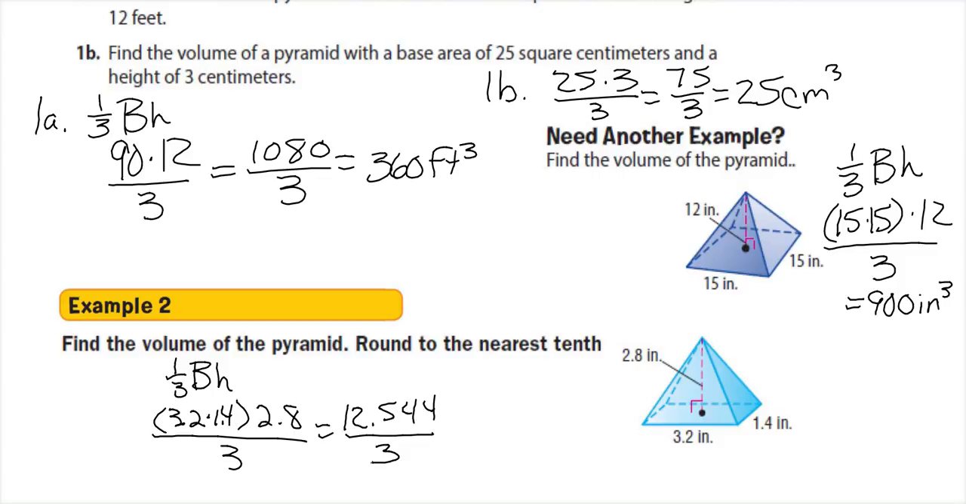Now let's divide that by 3. Divide it by 3. And we are supposed to round off, so it'll be 4.18. We have to round off to 1 decimal place. 8 is there, so 5 or more, let it soar, so it should go up to approximately 4.2. In this case, it will be cubic inches.